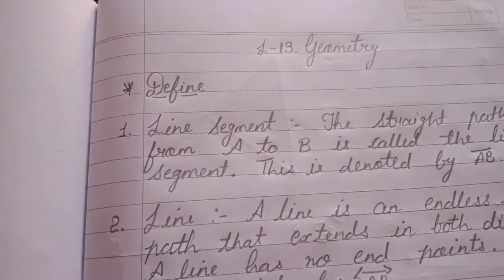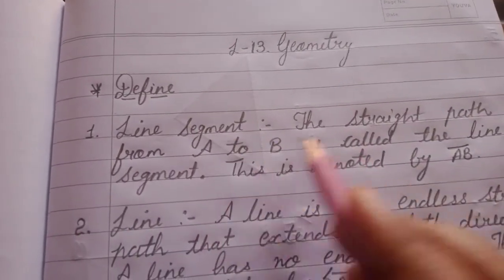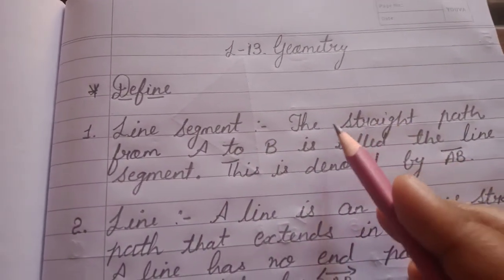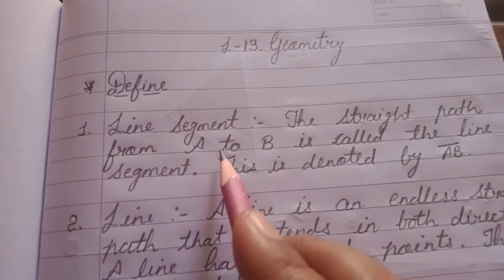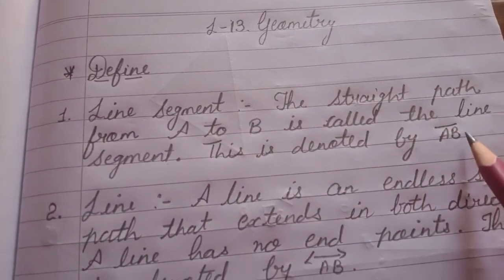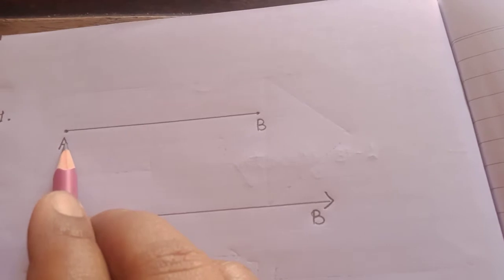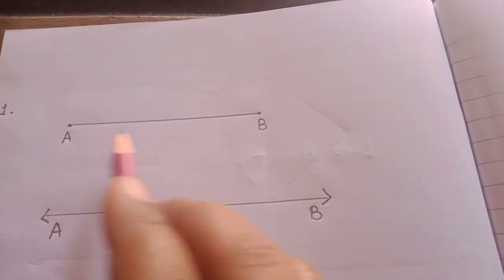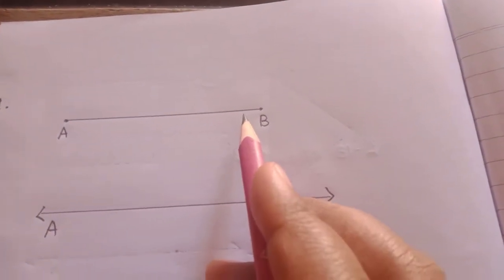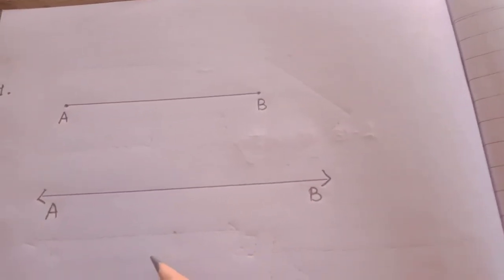So we will first start from the define. So that is number 1, line segment. So what is the definition of line segment? The straight path from A to B is called the line segment. This is denoted by line segment AB. So for this we have to draw the figure also, a straight path from A to B. So A to B, this is the straight path. So this is known as the line segment. Okay, so in this page, blank page, you have to draw the figures.